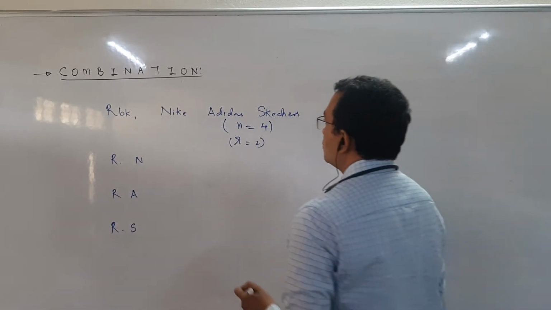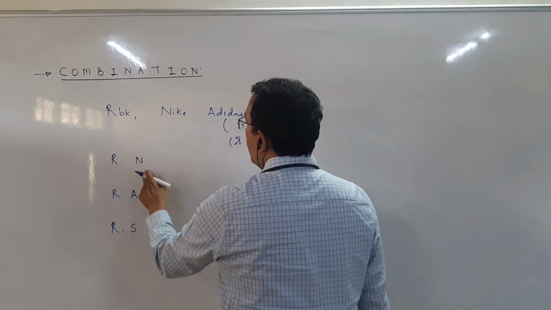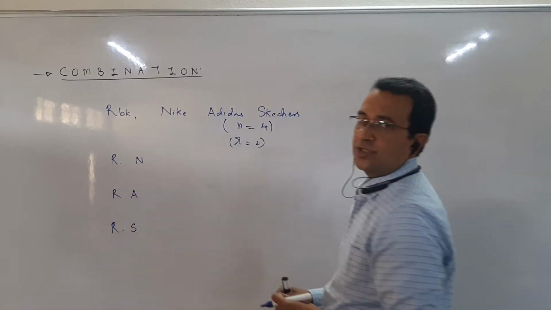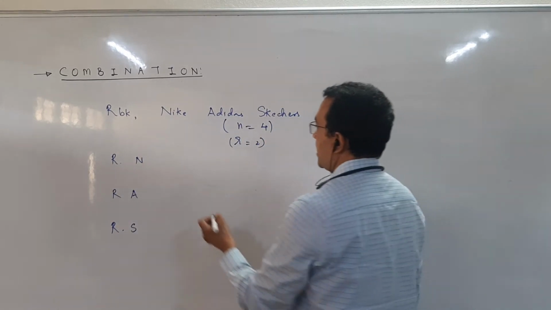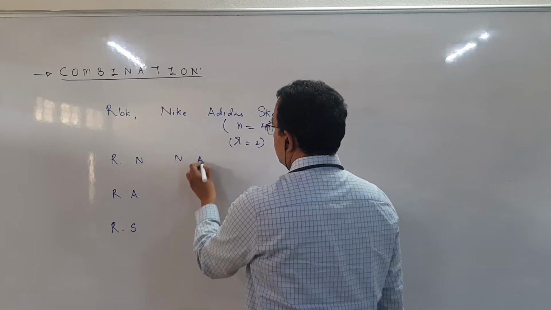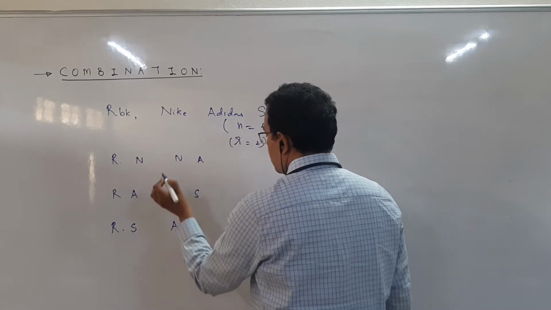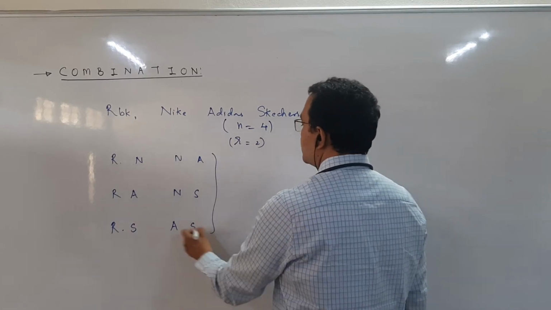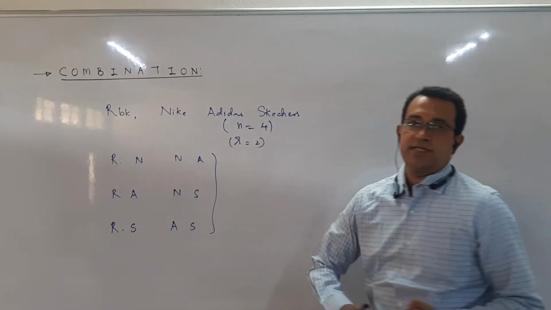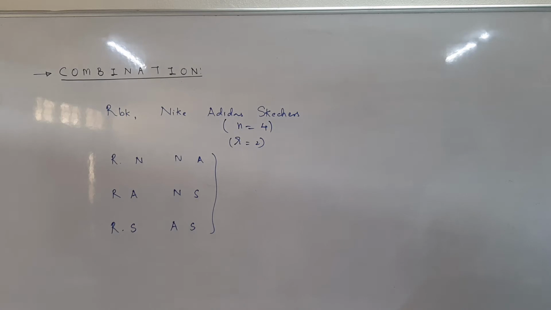Reebok and Nike, and Nike and Reebok, is the same selection. So the next pair will be Nike and Adidas, then Nike and Skechers, and then Adidas and Skechers. These are the only 6 possibilities for buying 2 different pairs of shoes.